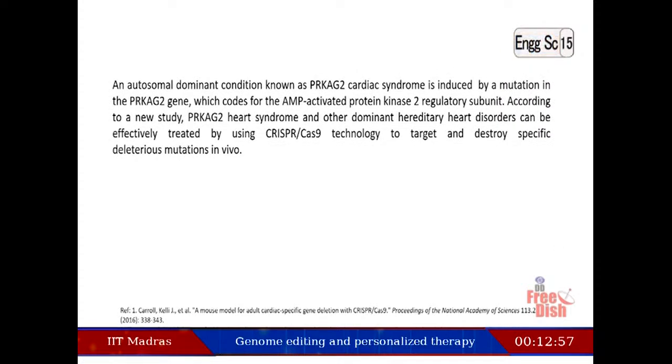An autosomal dominant condition known as PRKAG2 cardiac syndrome is induced by a mutation in the gene which codes for the AMP activated protein kinase gamma 2 regulatory subunit. According to a new study, PRKAG2 heart syndrome and other dominant hereditary heart disorders can be affected.